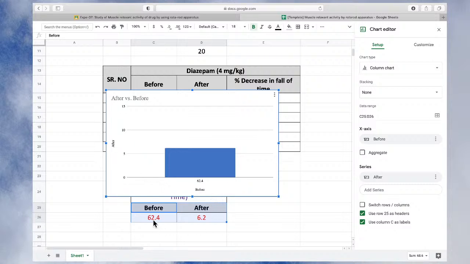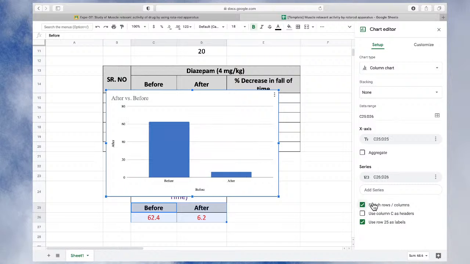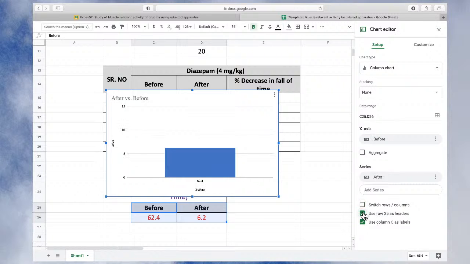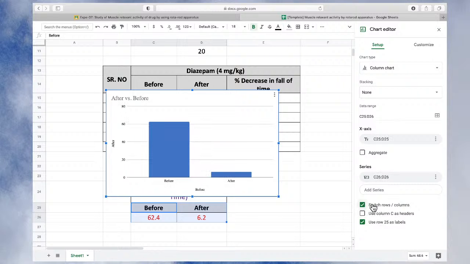What we want is both the readings, before and after. So to get before and after readings on the same graph, you unclick this, Use row 25 as header. You can unclick this and click switch row and column. I am showing you once again: earlier we got this type of graph for after and before. What you need to do is uncheck use row 25 as a header, and check this box, right? The moment you check this box, you will get the graph of before and after the treatment. So you got the bar graph.